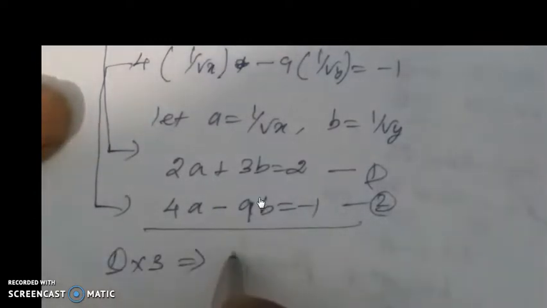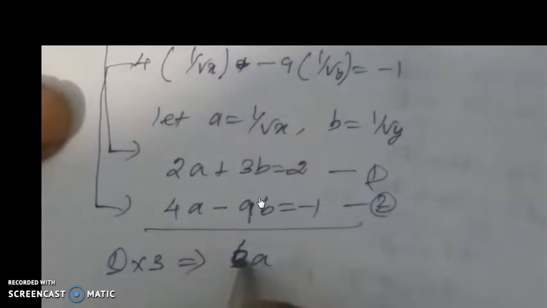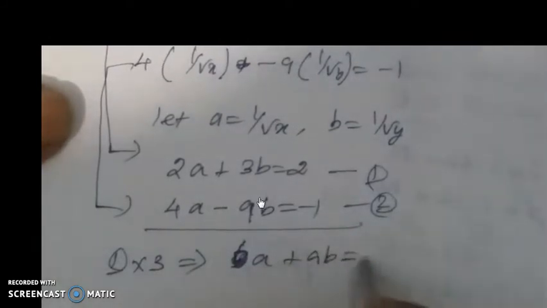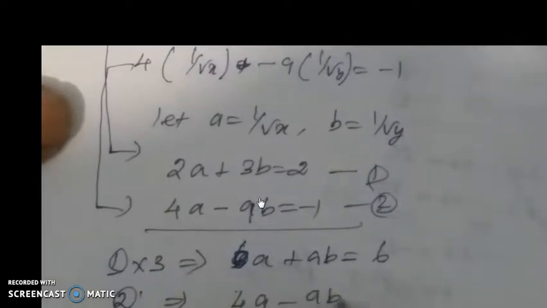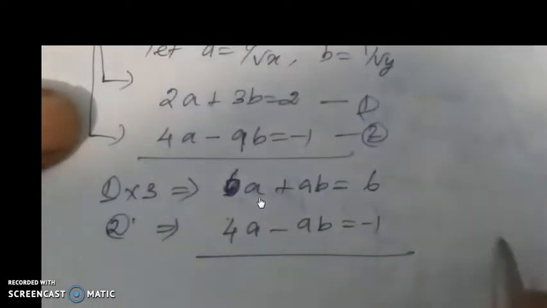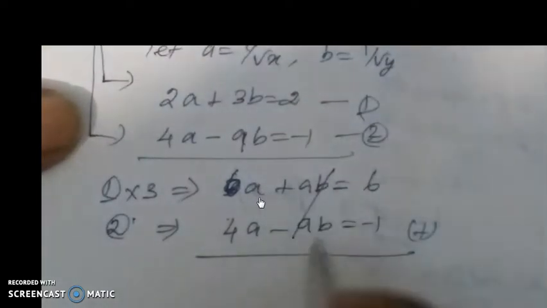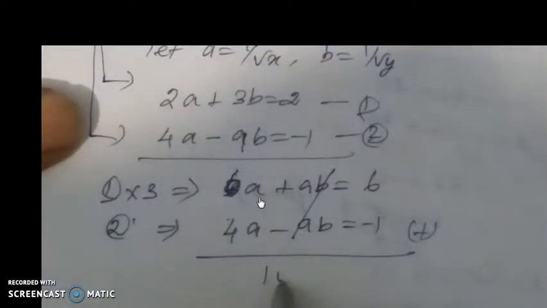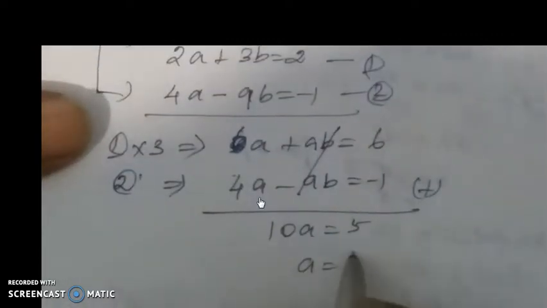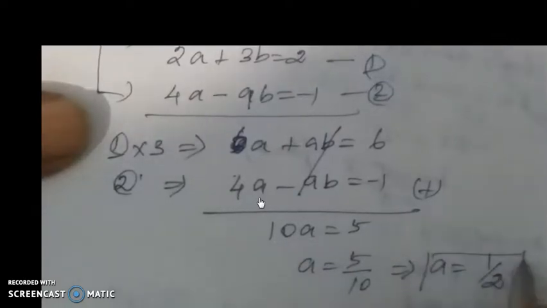So this will become 6a plus 9b equals 6. And equation 2 as it is, that is 4a minus 9b equals minus 1. Now both have the same coefficients and different signs, so it is enough to add these two equations. They will cancel each other. So 10a equals 6 minus 1, which is 5. Therefore a equals 5 divided by 10, which implies a equals 1 divided by 2. This is the value of a.